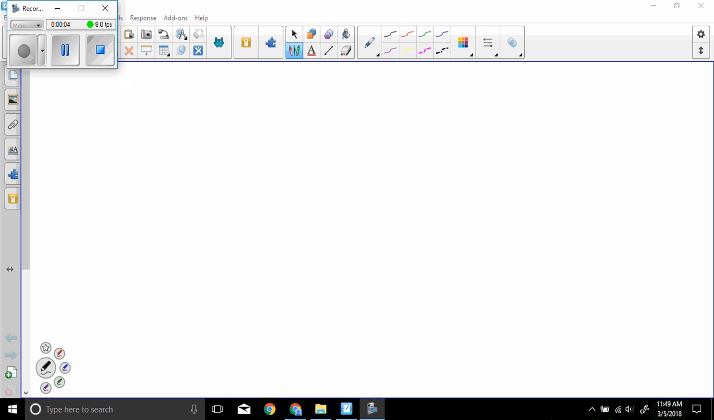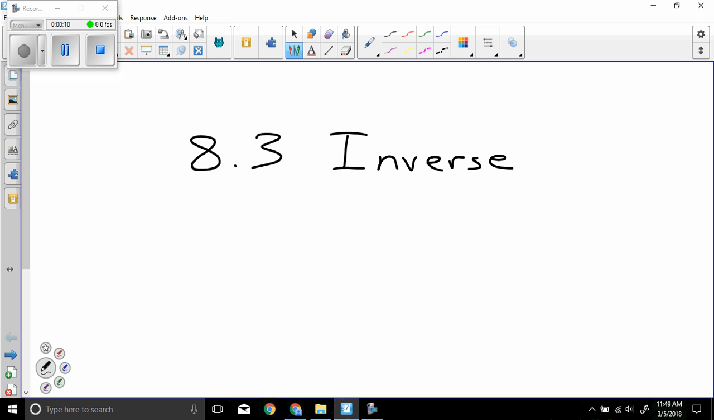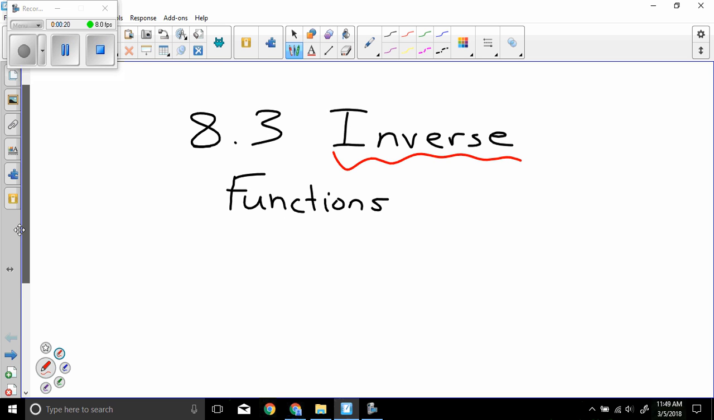All right, so today we are going to do section 8.3 of inverse functions, where we'll be talking about this idea of inverse. Okay, and inverse means the opposite.